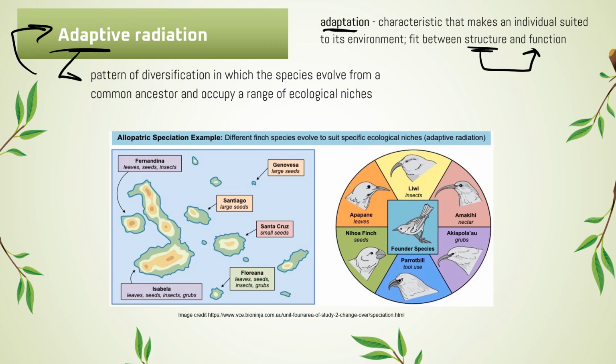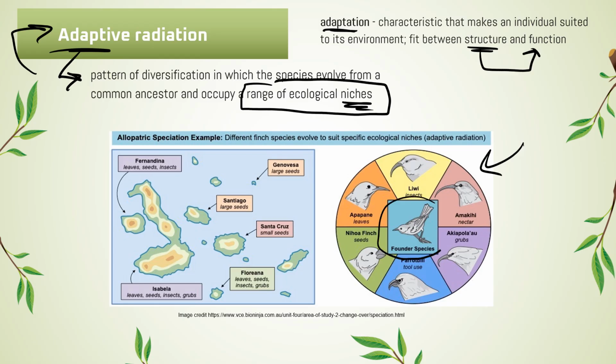Adaptive radiation is defined as this pattern of diversification. We've got species evolving from a common ancestor occupying a wide range of ecological niches. Remember that a niche is the habitat, the space where an organism lives, and also its role in the ecosystem. The most common example of adaptive radiation is the Darwin's finches.